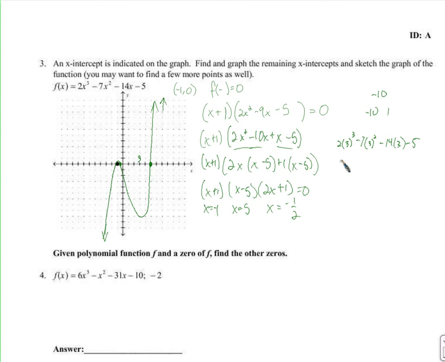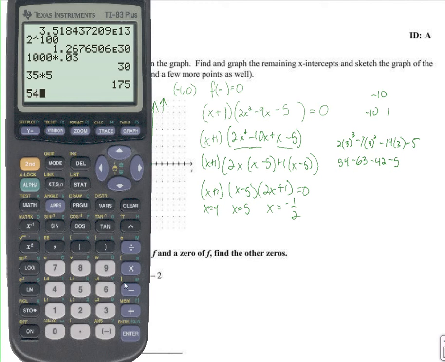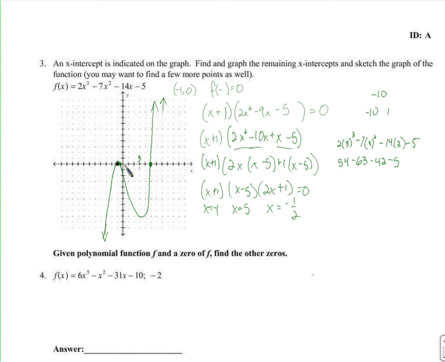We have 27 times 2, that's 54. This is 9 times 7, so that's negative 63. 14 times 3 is negative, let's see, 42. Yes, and minus 5. So 54 minus, I'm not going to try and do this subtraction in my head. 54 minus 63 minus 42 minus 5 is negative 56. So this should really go down to negative 56, which I don't have room for.